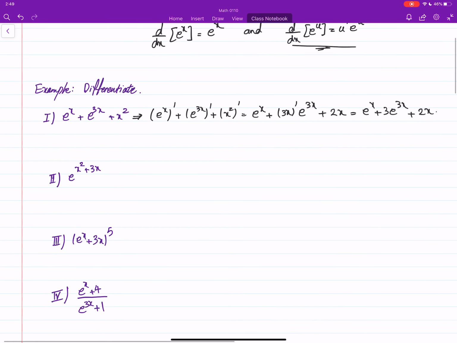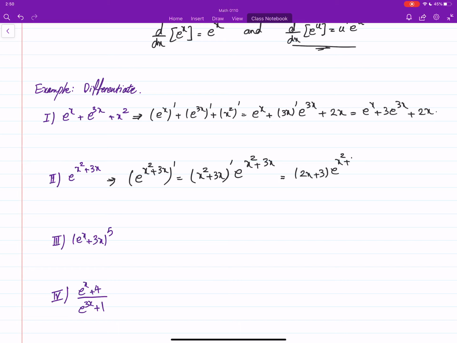The other function is this one. So the derivative of e to the power x squared plus 3x is the derivative of x squared plus 3x times e to the power the same function. So this will give us 2x plus 3 times e to the power x squared plus 3x.